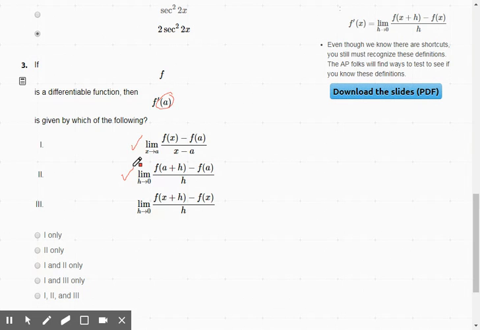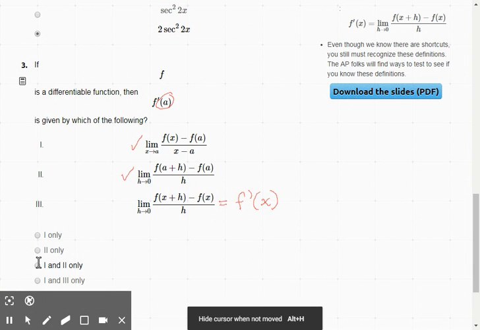The third one is the limit definition, okay, but that is just going to give us f prime of x. That gives us the general derivative for the entire function, not at that specific point. So this one is 1 and 2 only.